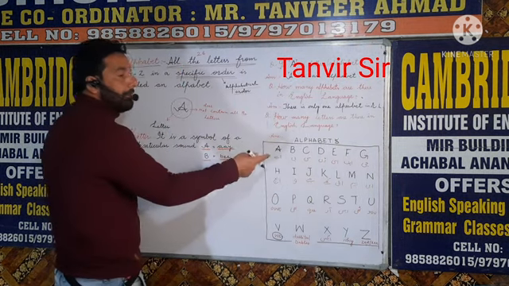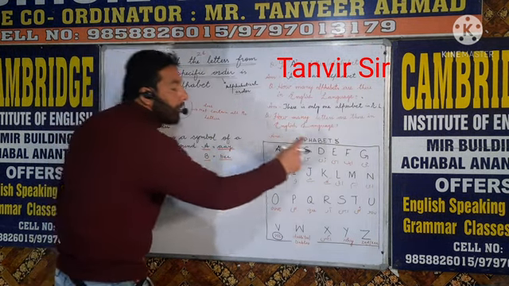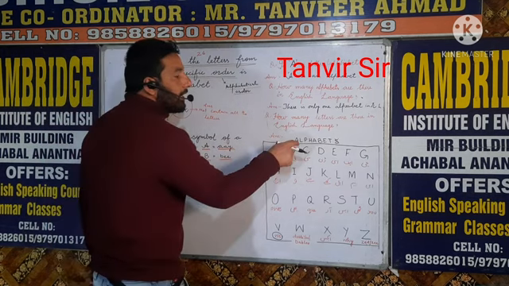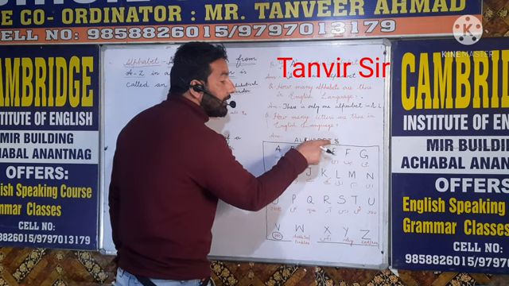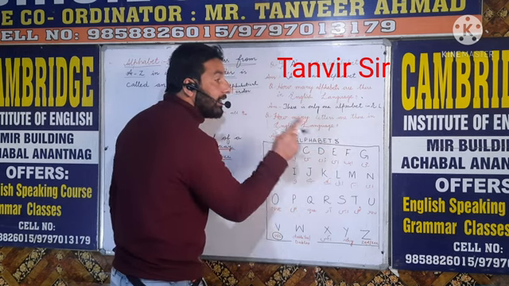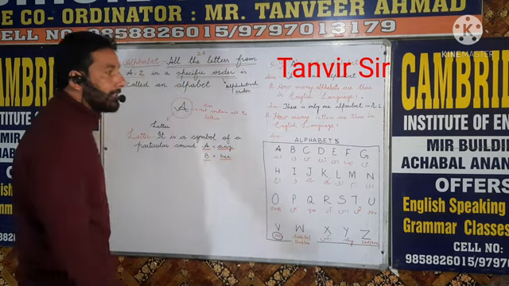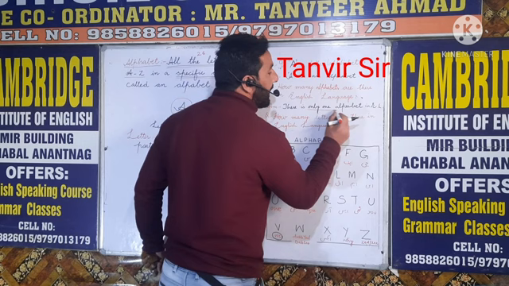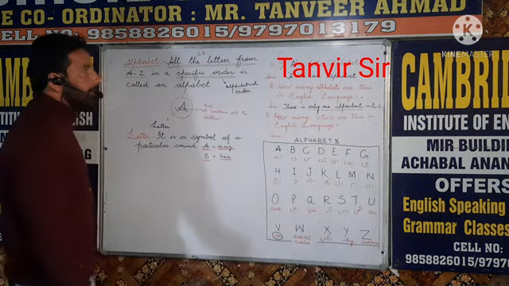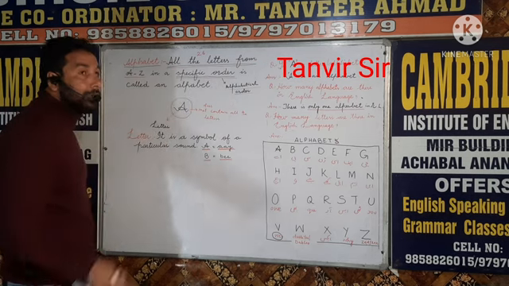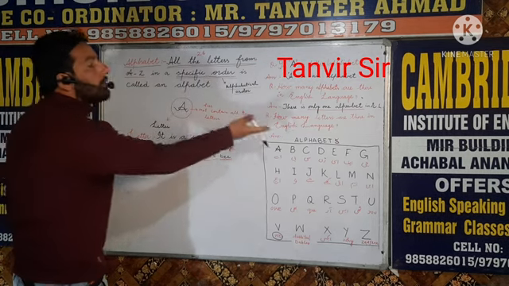Alphabet is a group name. It is a group name of all the letters. Here it is written alphabet. I have crossed here S, means it is not alphabets. In English we have only one alphabet. That is why I have written here only one alphabet.